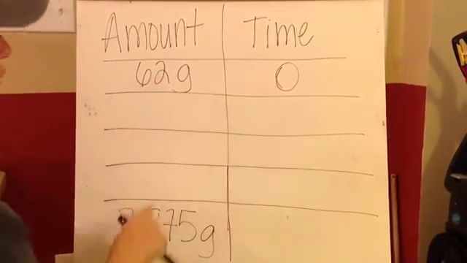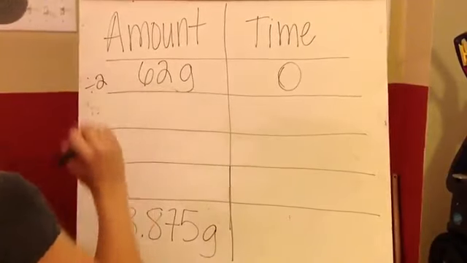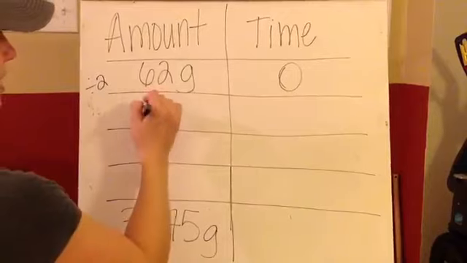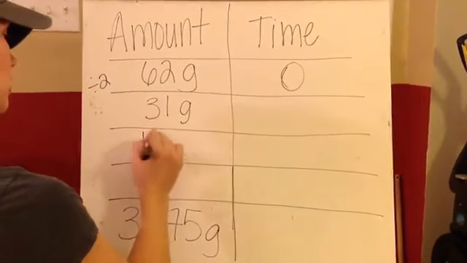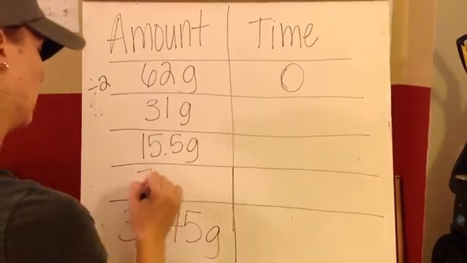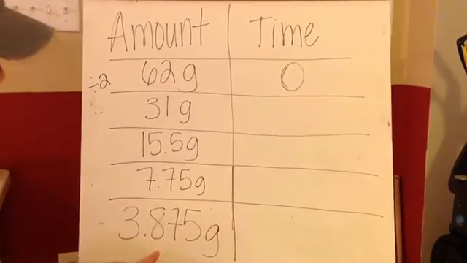I'm going to fill this side in because over here, all we're doing is dividing by 2. So we're just going to continue to go all the way down and divide by 2. So 62 divided by 2, we get 31. 31 divided by 2, we get 15.5. 15.5 divided by 2 is 7.75. And then, of course, we divide it by 2 one more time to get here.